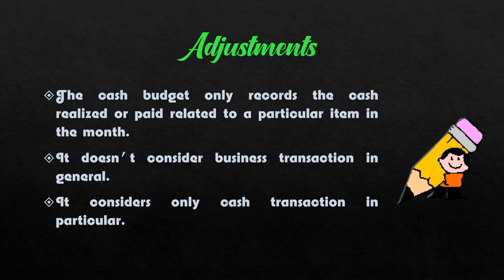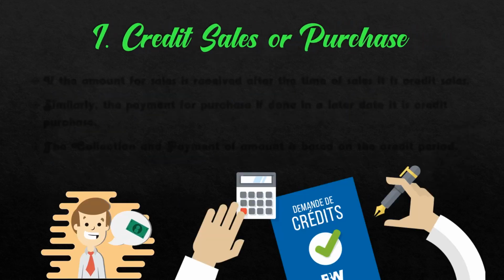We cannot directly enter the sales value in the cash budget; rather, we have to adjust and calculate the amount realized from the sales in the particular month. So that is what we call the adjustment, or the additional correction you have to make to do the entry in the cash budget. I'll go one by one.